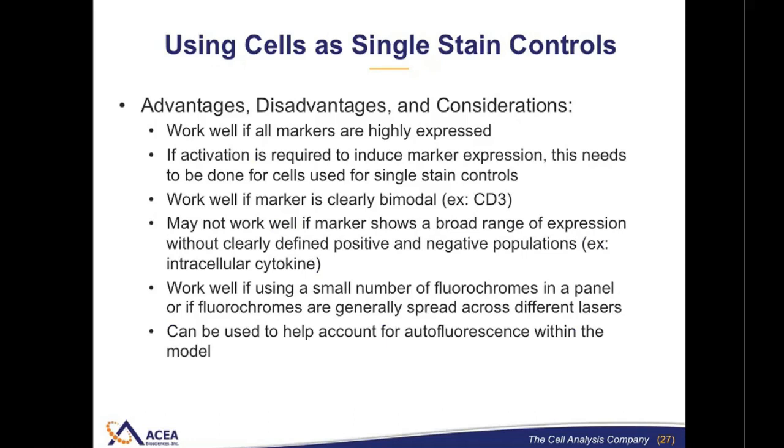Preparing cell samples can be more work if the cells need to be stimulated to express a particular marker, especially if that marker is only expressed at certain time periods, for example, early or late activation markers. If the marker is an intracellular cytokine or a phosphorylated protein, additional steps will need to be accounted for in the sample preparation, of course. And cells can help account for autofluorescence, and this is more of a concern with some cell types than others, but certainly something important to consider.